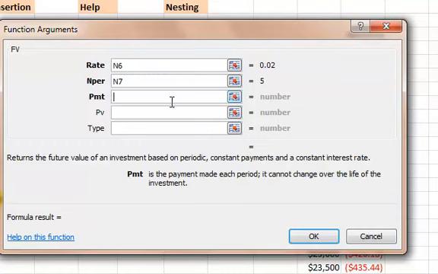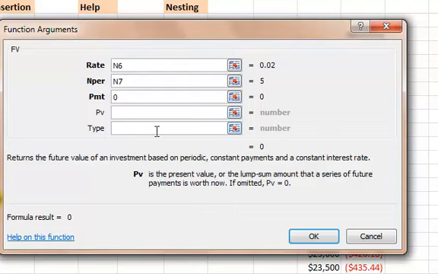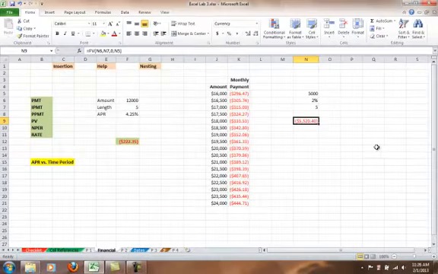And then the payment. Are we going to make any additional deposits on this money that we're putting in the bank? No. So we can make that a 0. And then in this case, we do need to get down here. PV, the present value. How much are we going to deposit? Well, it's this 5,000 here. And so at the end of that 5 years, we're going to make a princely roughly $520 interest. Okay?